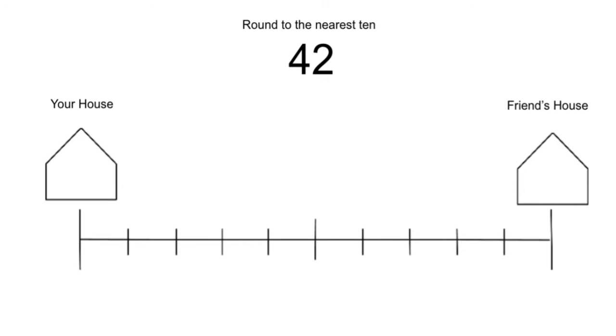In this first example, we will round to the nearest 10. Let's start with the number 42. What digit is in the tens place? The 4 is in the tens place.